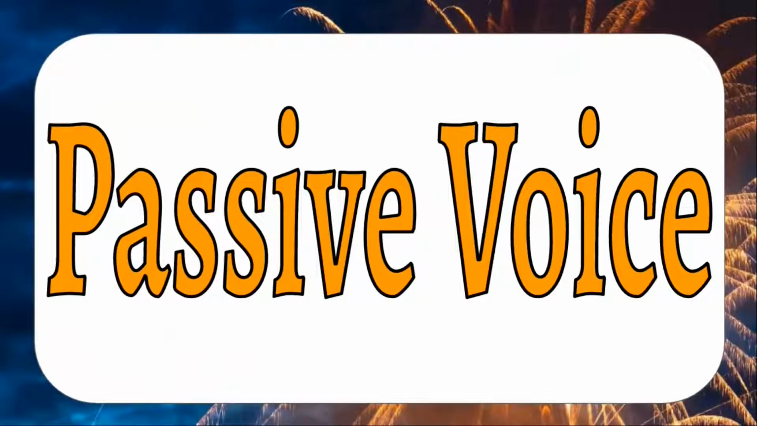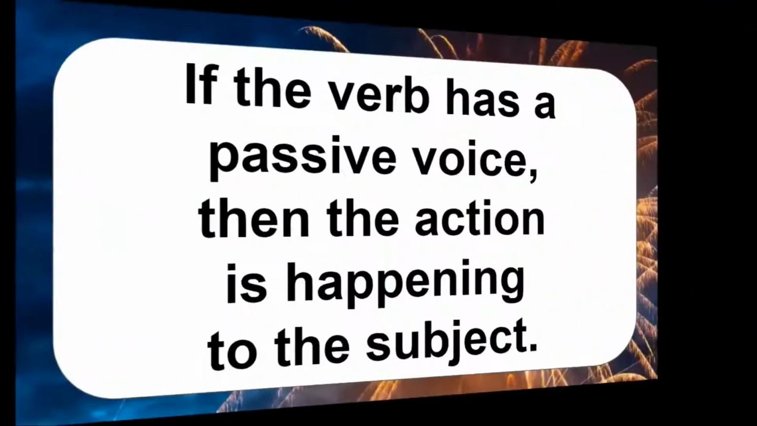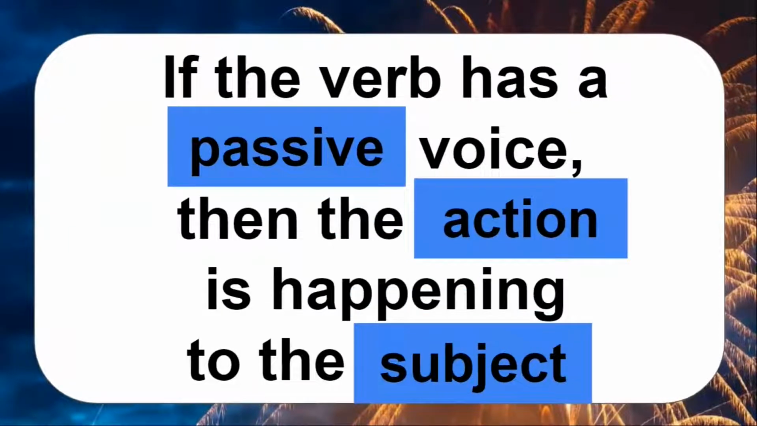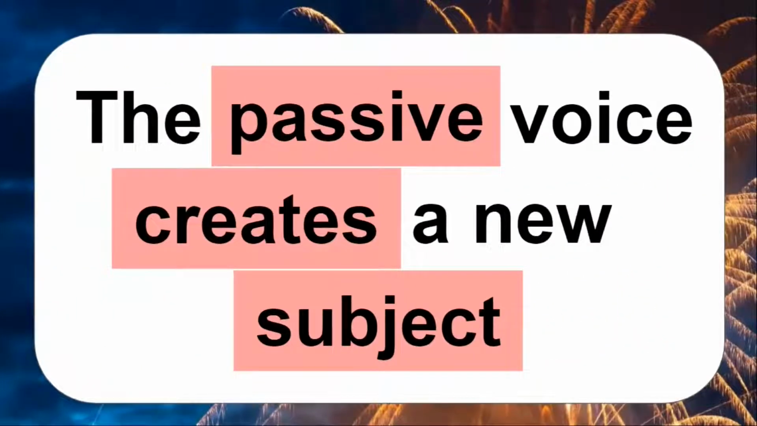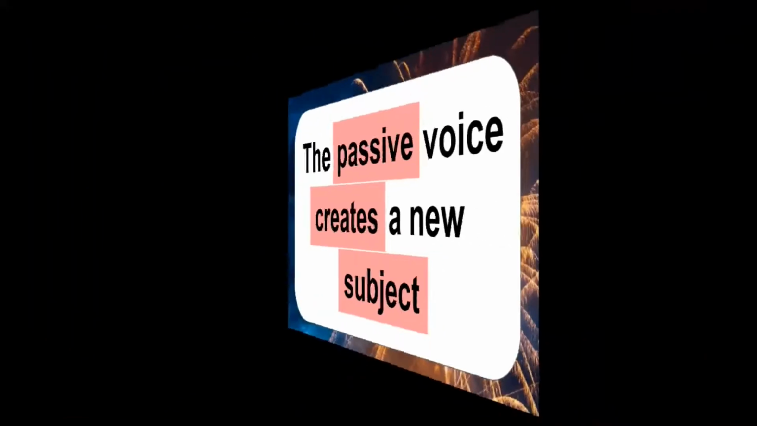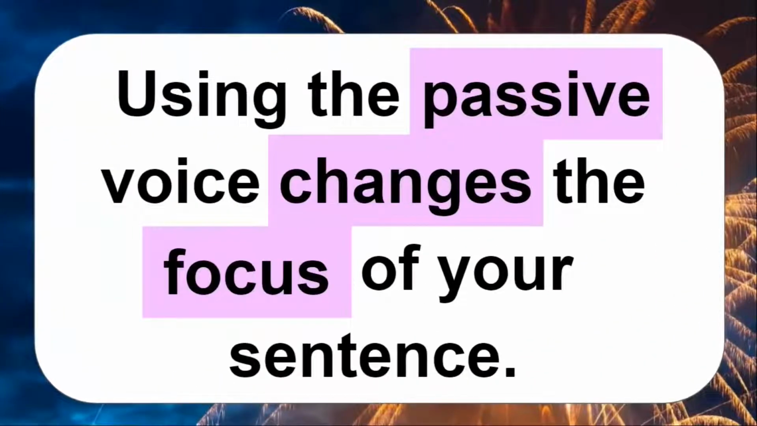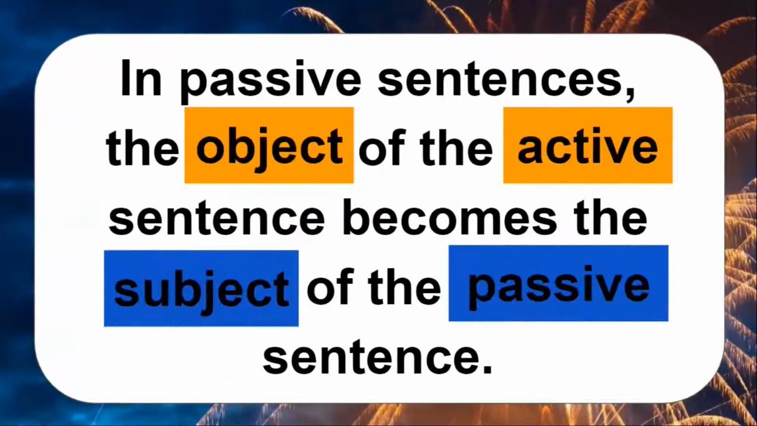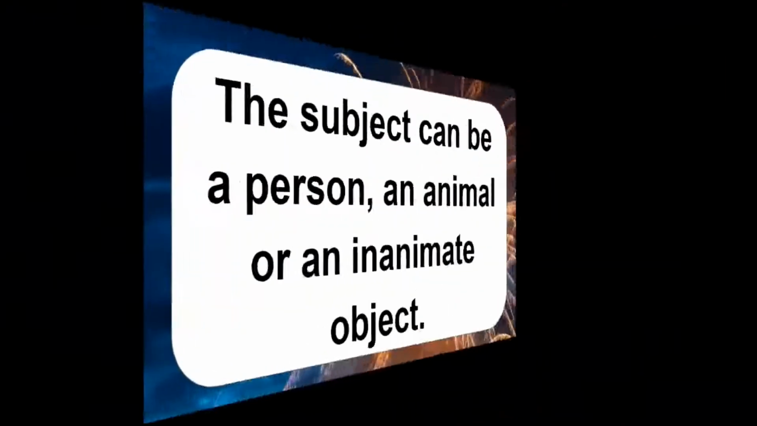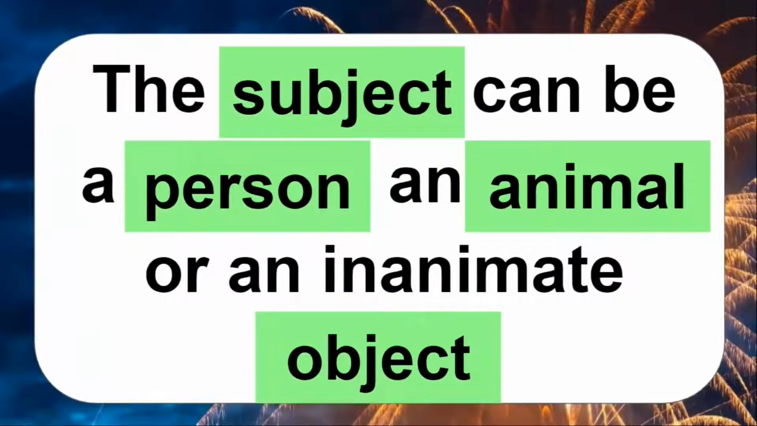Let's now discuss passive voice. If the verb has a passive voice, then the action is happening to the subject. The passive voice creates a new subject. Using the passive voice changes the focus of your sentence. In passive sentences, the object of the active sentence becomes the subject of the passive sentence. The subject can be a person, an animal, or an inanimate object.